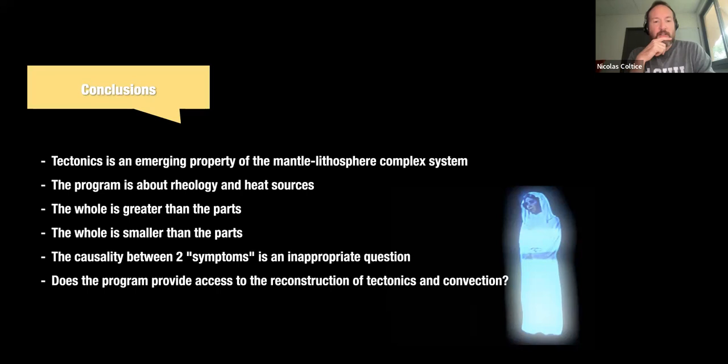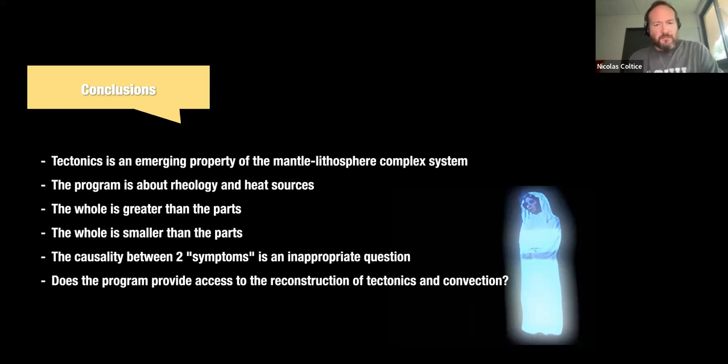The whole is smaller than the part. When we say that, it means that not anything can be produced by the system of equations. There is only a part of that can be expressed. Even some properties that we could imagine or produce on a regional scale cannot be expressed at global scale because of the collective behavior. And then the causality between two symptoms of systems, for instance initiation of a rift and a plume, can be an inappropriate question.